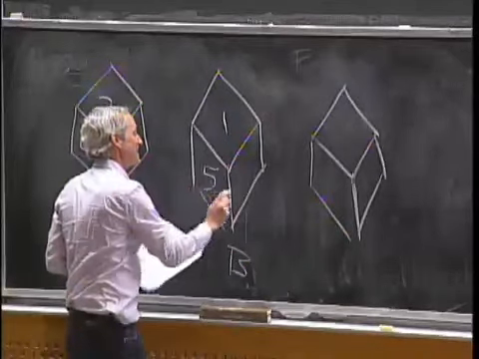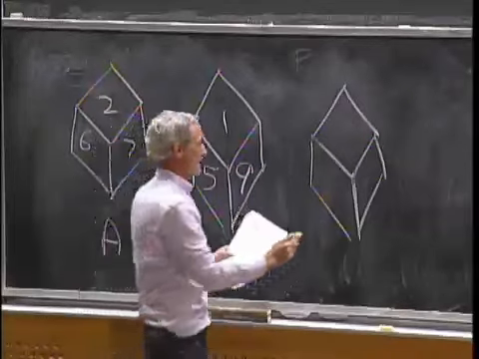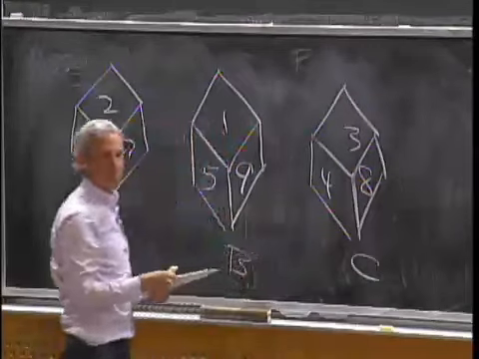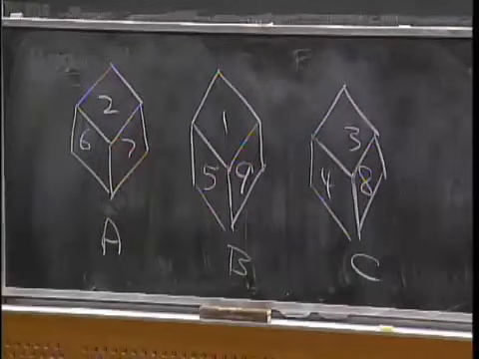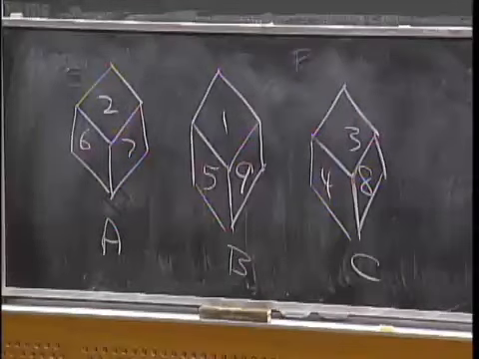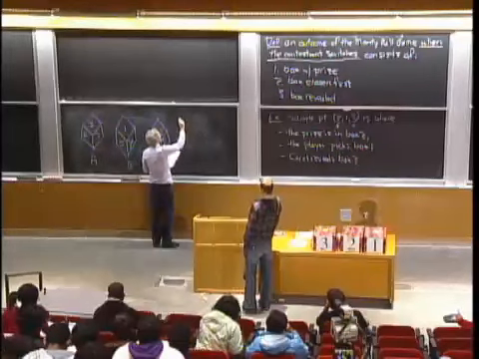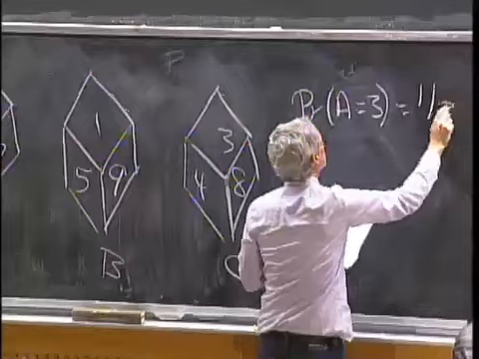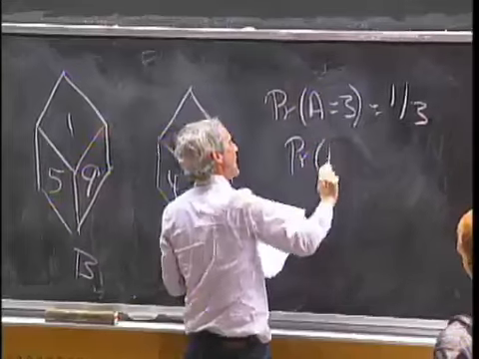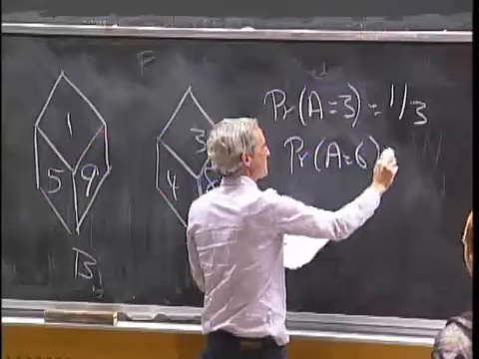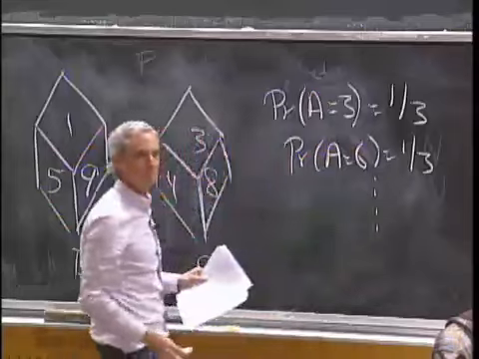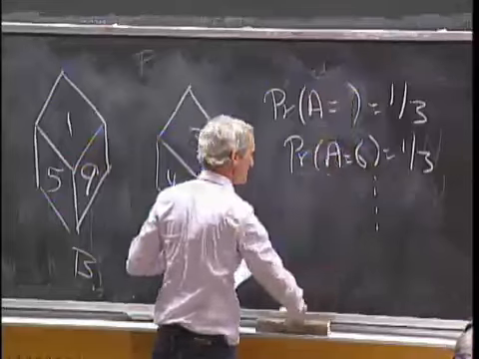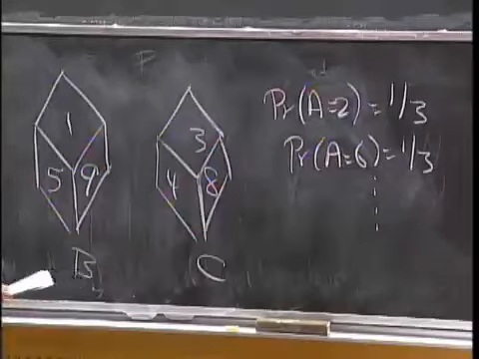All right, dice B has a 1, 5, and a 9, and dice C has a 3, 4, and an 8. All right, so they're all different numbers, the numbers from 1 to 9. So just so we're really clear, the probability that A comes up 3 is a third. The same for the probability A comes up 6 is a third, and so on. 3? Ah, yes, I do mean 2. Good. All right, good. You're paying attention.